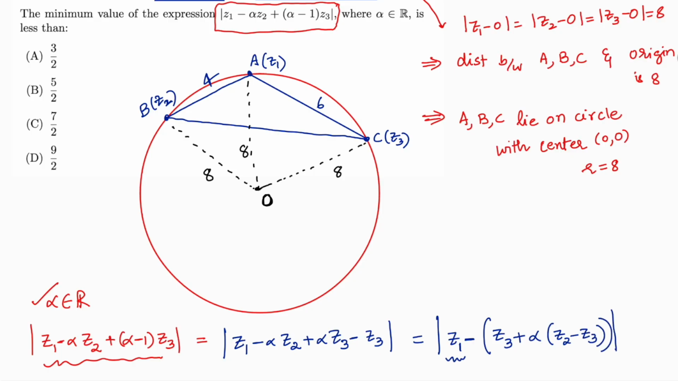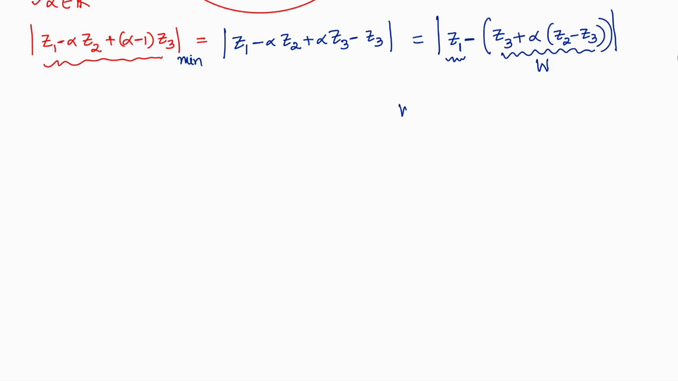So this is one complex number. Think of it as another complex number. Let me give the name w to it. I want to find the distance between z1 and w, and that too I need the least distance. I need the minimum value of this expression. Let's understand this complex number w. We have taken it as z3 plus alpha times z2 minus z3. w is not one fixed complex number. If we change alpha, w is also changing.